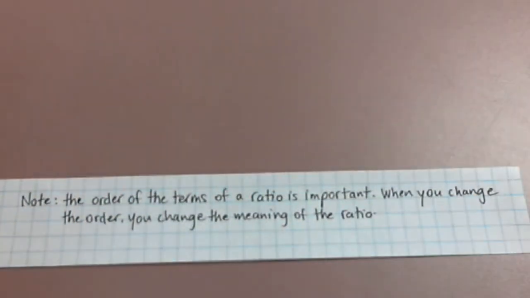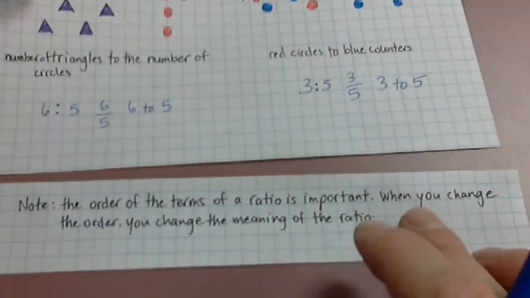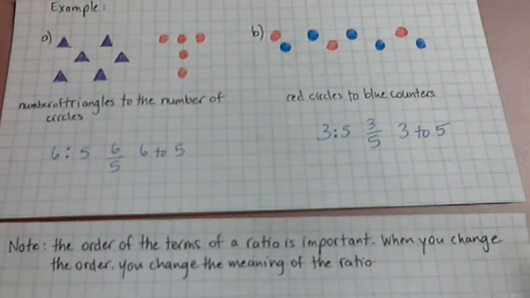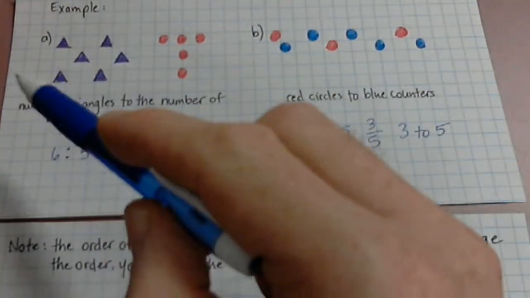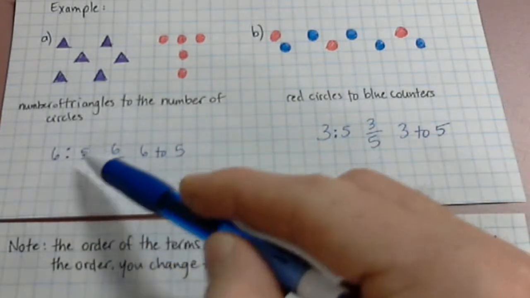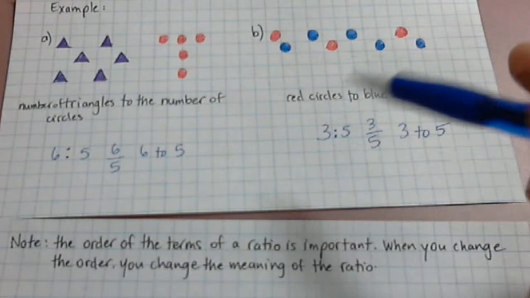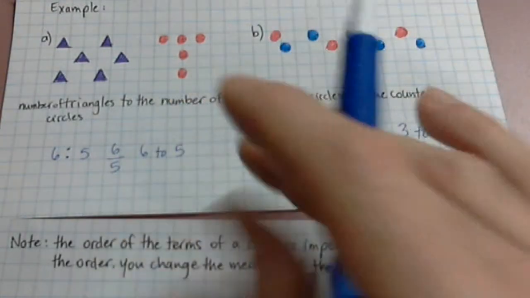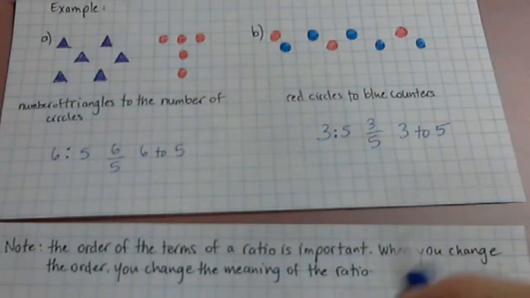Lastly, it's really important to remember that the order of terms in a ratio is important. If we go back to this example, if you're told to write the number of triangles to the number of circles, and you write 5 to 6 because there are 5 circles and there are 6 triangles, that's wrong. The order is important. When you change the order of a ratio, you change the meaning of the ratio.